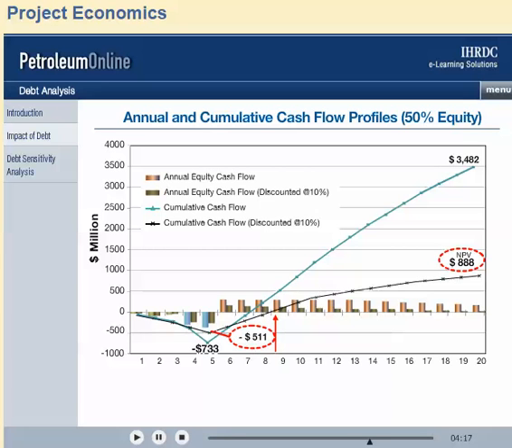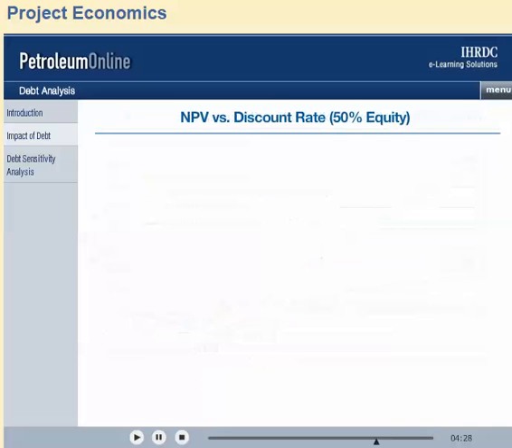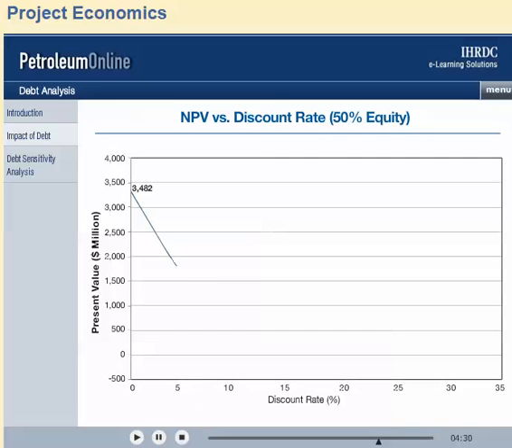So we see that our equity investment is considerably lower, and the present value of our cash flow is significantly higher. Let's see what happens to the IRR. Using the chart approach, we calculate the present value at different discount rates as shown here.